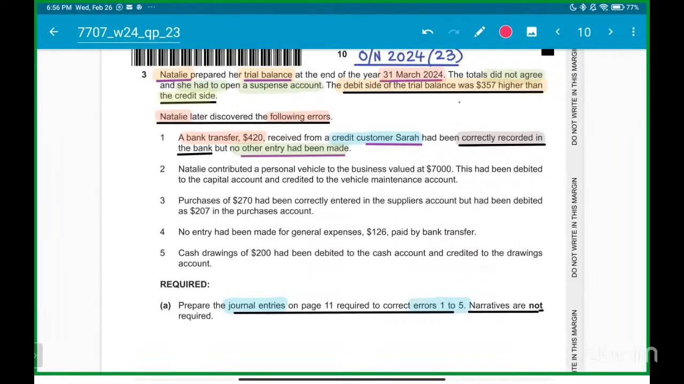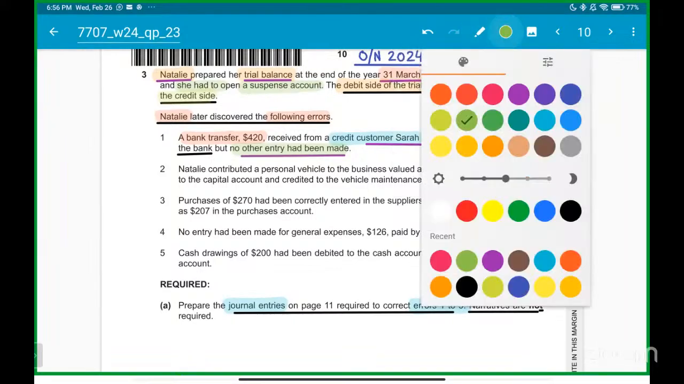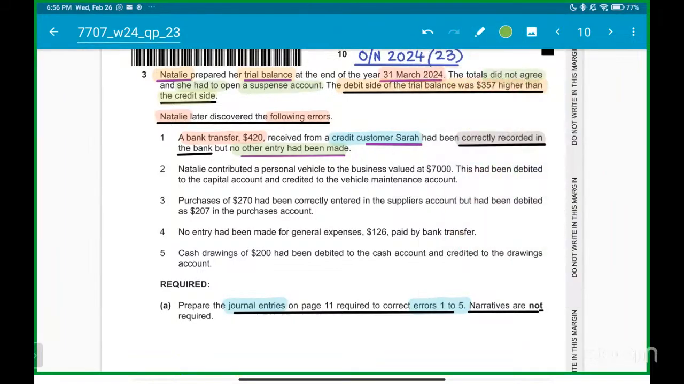Why, sir? Because the debit was recorded, but there was nothing recorded on the credit side. So that's why it will definitely impact the trial balance. And when we have an impact on the trial balance, suspense itself comes in. If there are any questions or doubts, please let me know.